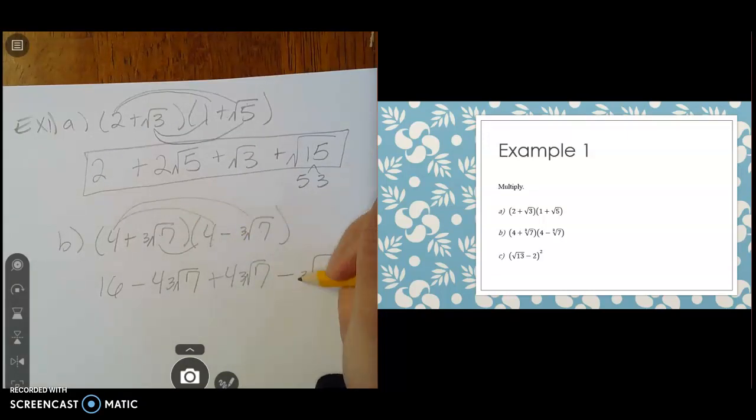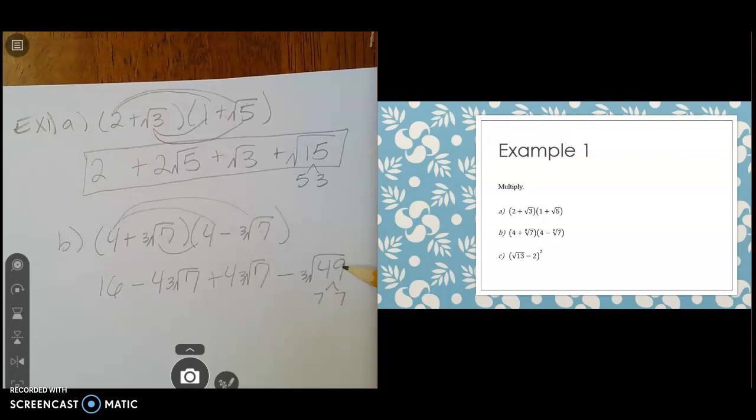There's kind of an assumed 1 there. If you want to put a 1, if it makes you happy, you can. But there's an assumed 1 there. And then inside times inside, 7 times 7 would be 49. 49 breaks down to 7 times 7. Since it's a cube root, I need 3 7s to make a group, and I only have 2, so not enough. So that does not simplify at all.